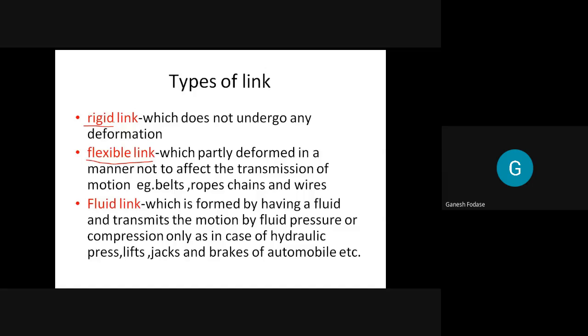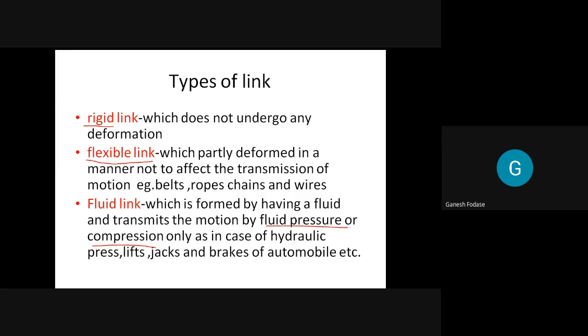So we discussed rigid link, which does not deform. Flexible link deforms partly, and the last one is fluid link. So what is a fluid link basically? It is formed by having a fluid and transmits the motion by fluid pressure or compression. If the mechanism consists of a fluid link, there will be some fluid element, and it transmits the motion by fluid pressure or compression. Examples are a hydraulic press, lifts, jacks and brakes of automobiles. These examples are known to you.